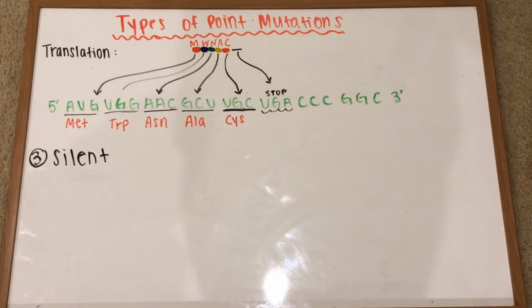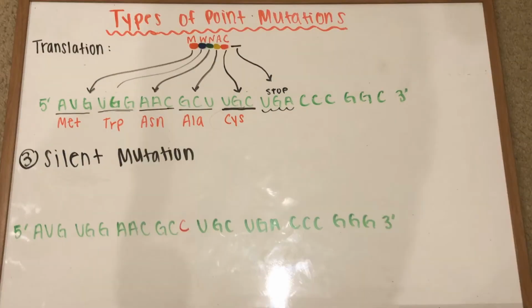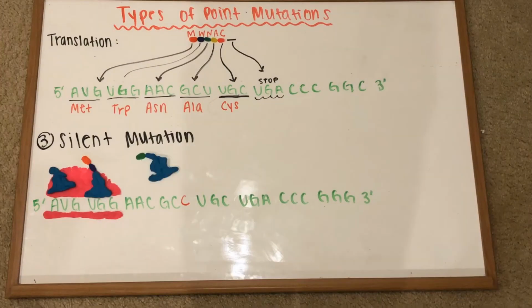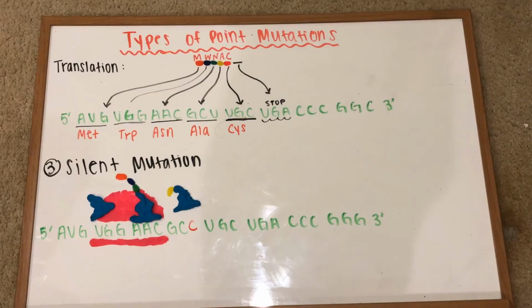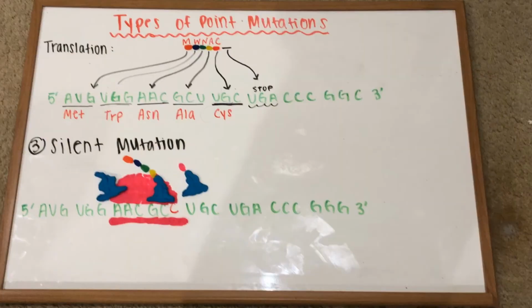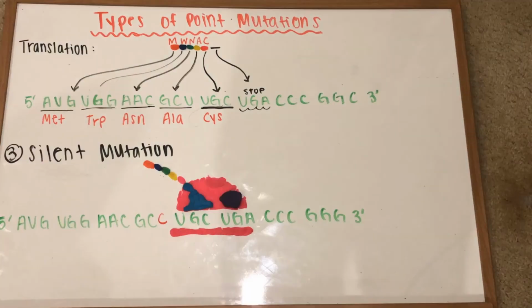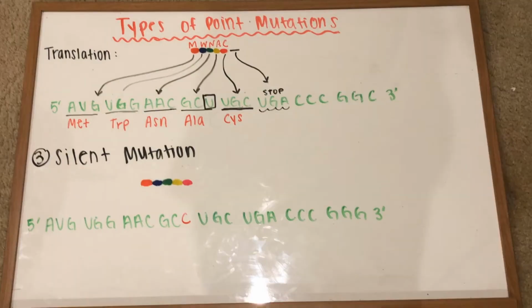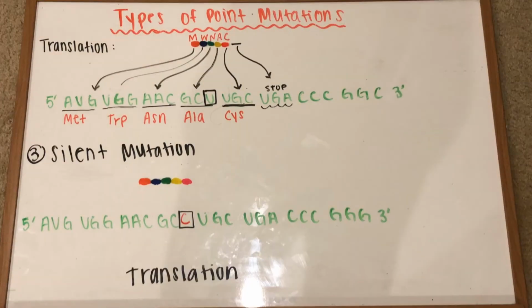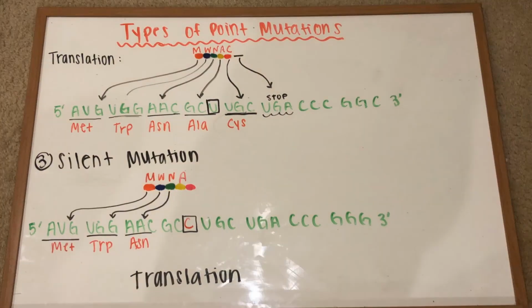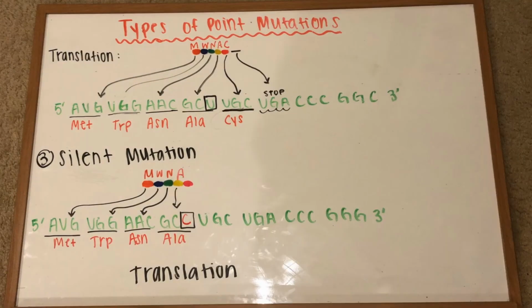The third type of mutation is a silent mutation. Here, a change in a base does not change or affect the protein. For example, here we see the U in our GCU codon mutated to a C, indicating a transition. However, as translation occurs, alanine is still the resulting amino acid, causing no disruption to our normal intended strand.